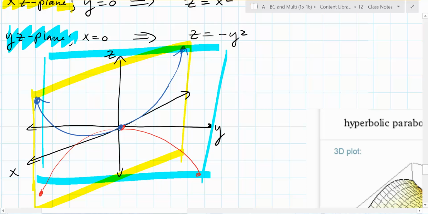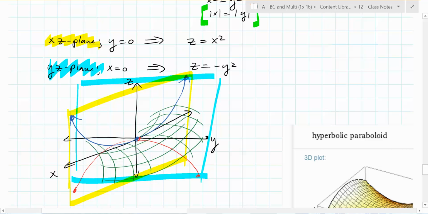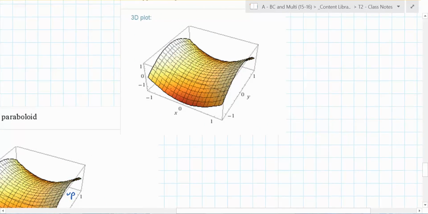So what is it going to look like? It goes down like this, right? I'm drawing the surface, everybody. Do you see the surface I'm trying to draw here with the wireframe? Does everybody see what I'm trying to draw here? So what does it look like when you do it in a really nice program? It looks like this. It looks like a potato chip.